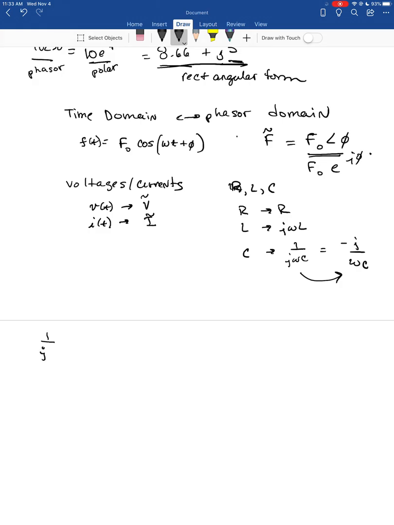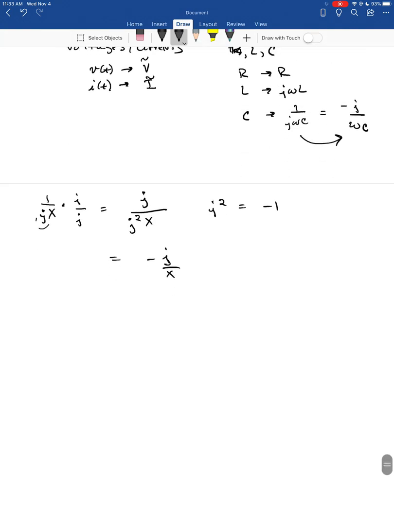So you may be wondering how we get from here to here. If we have 1 over j times, say, x, if we multiply that by j over j, that gives me j over j squared x. J squared is -1, so that becomes minus j over x. So if I have 1 over j times something, I can rationalize that by making it minus j over x. So just trying to fill in some of the blanks here that I didn't think were super well laid out in the information that came from the textbook.